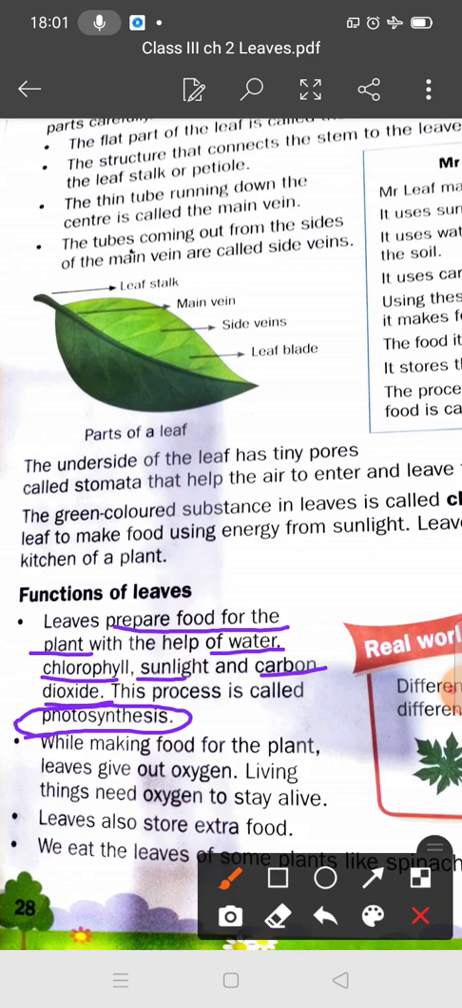Understand? Now student, while making food for the plant, the leaves give out oxygen. In the process of photosynthesis, the plant gives out oxygen, or you can say that the leaves give out oxygen. And you know, living things need oxygen to stay alive. In the process of photosynthesis, the leaves give out oxygen, and this oxygen is needed to stay alive.